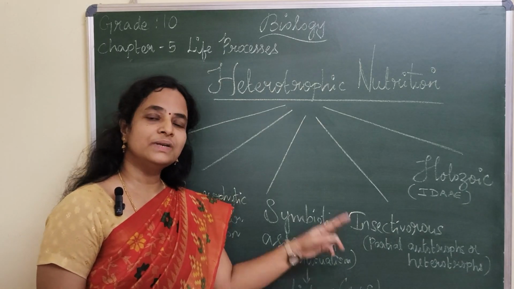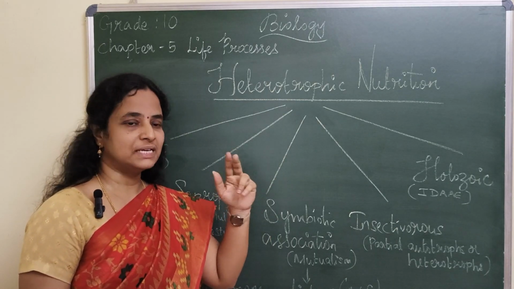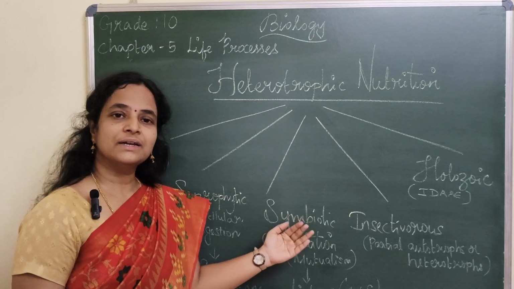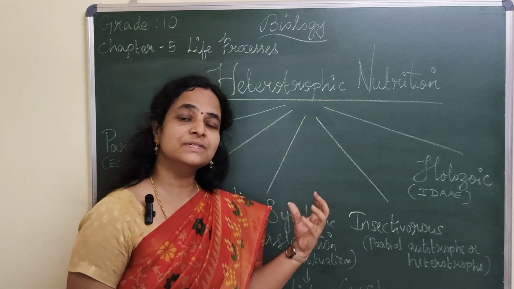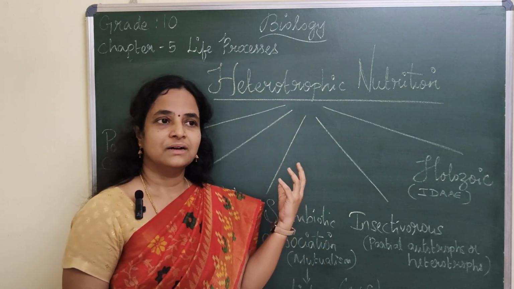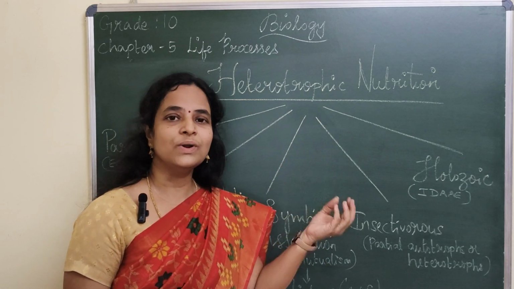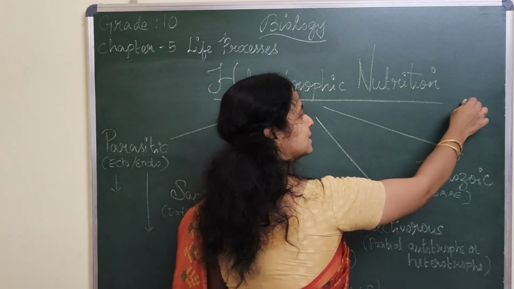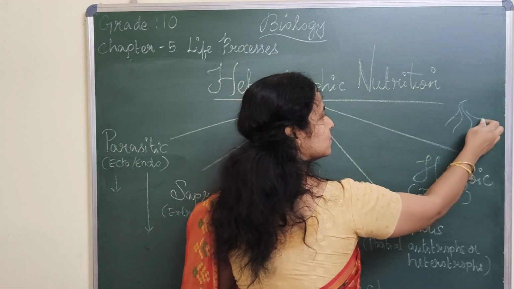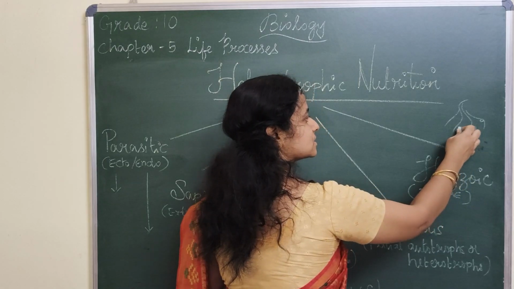So these two will remain together and they benefit each other. We have another example: there are certain bacteria that live in the root nodules. You could have seen a groundnut plant. When you take the roots of a groundnut plant, the roots will carry small structures like this.